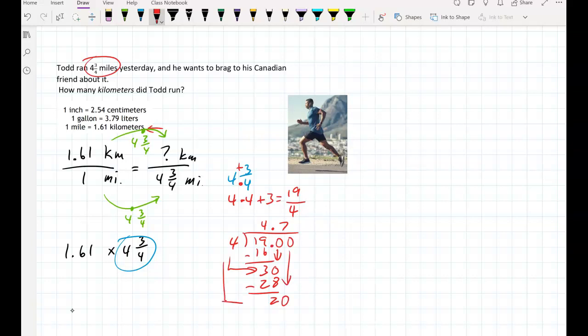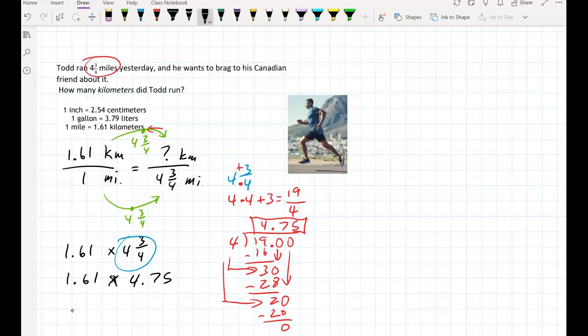Bring another 0 down. And then divide 4 into 20. 4 goes into 20 5 times. 4 times 5 is 20. Subtract 20 minus 20, I get 0. So 4 3/4 is 4.75. So that means I am going to multiply 1.61 times 4.75. Because you can't multiply decimals times fractions.